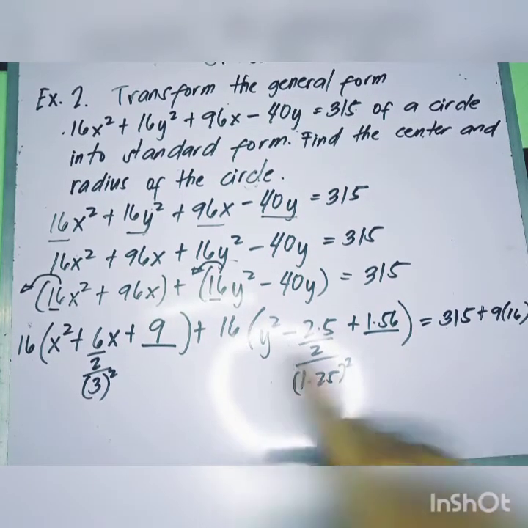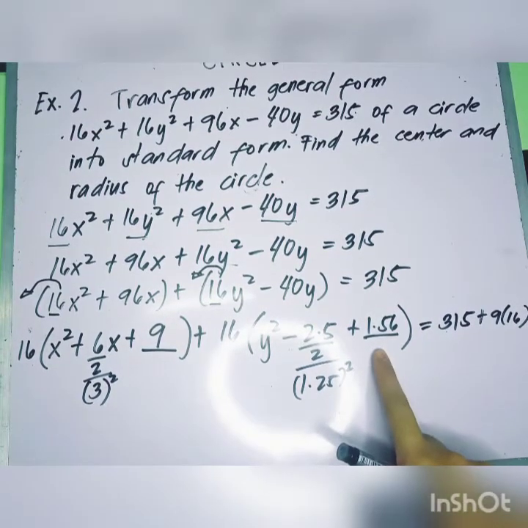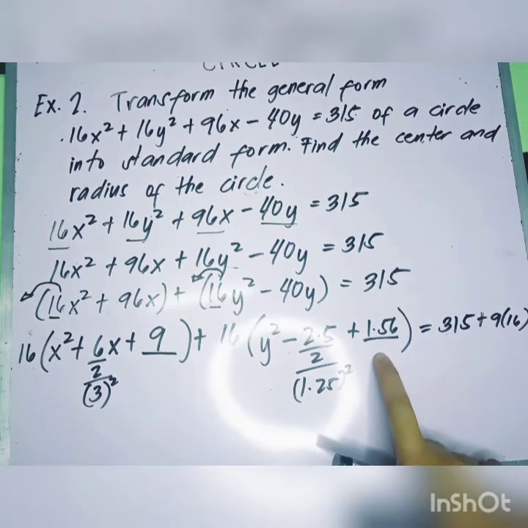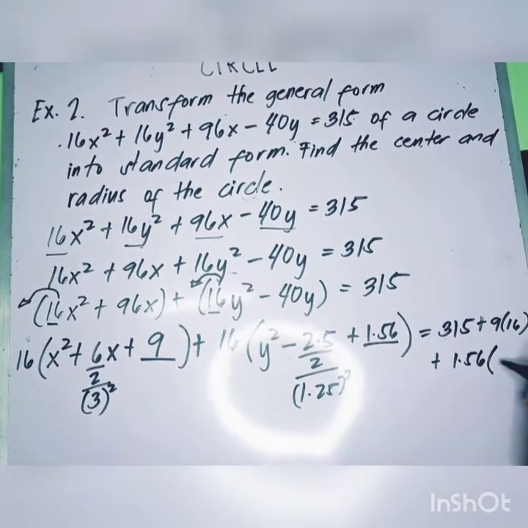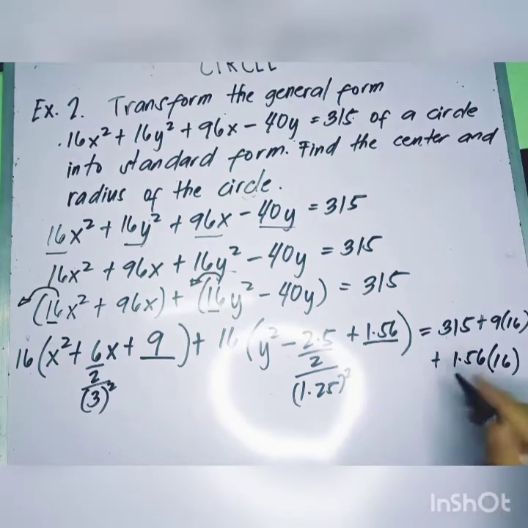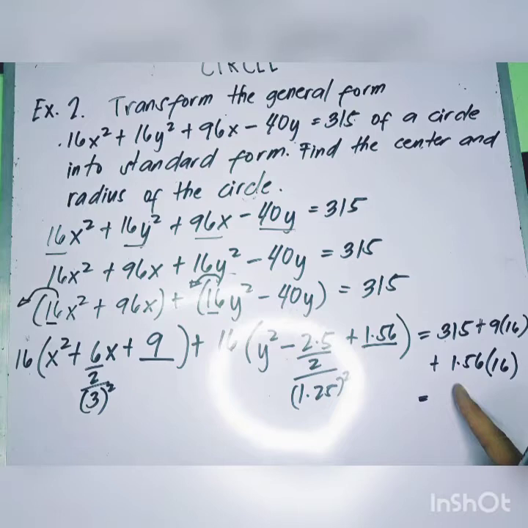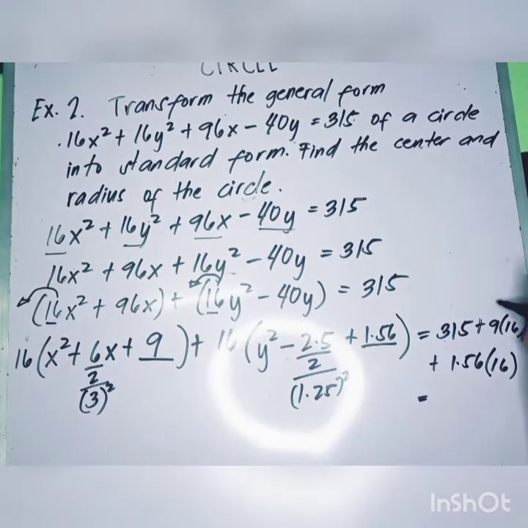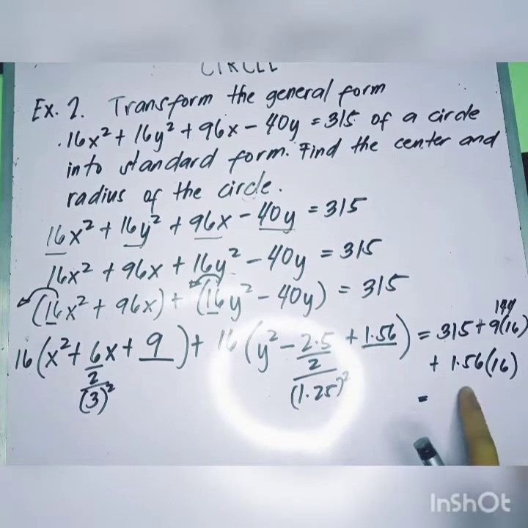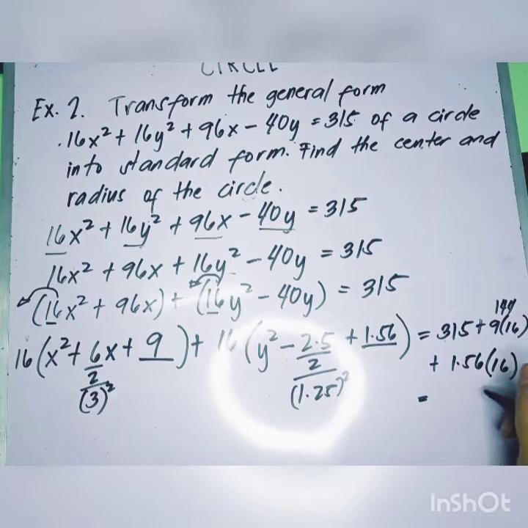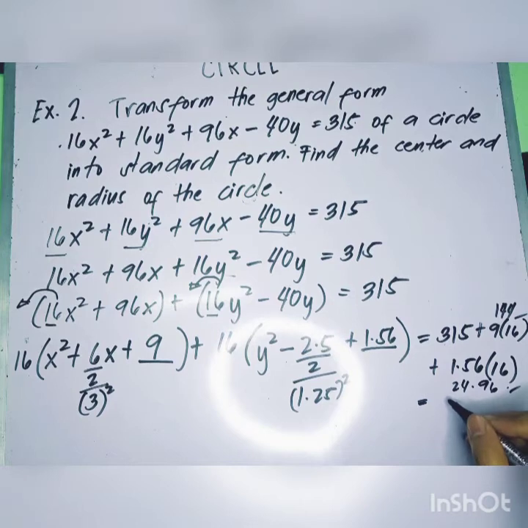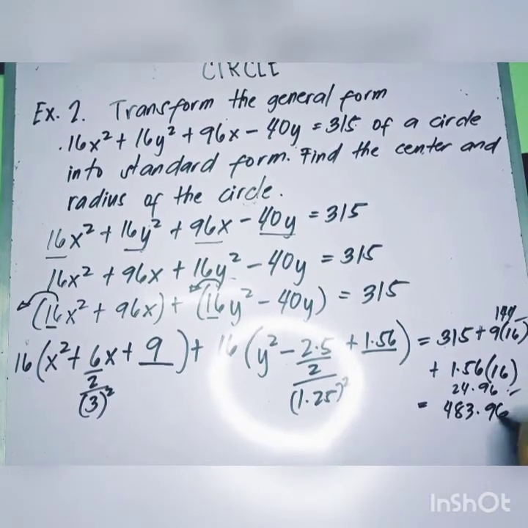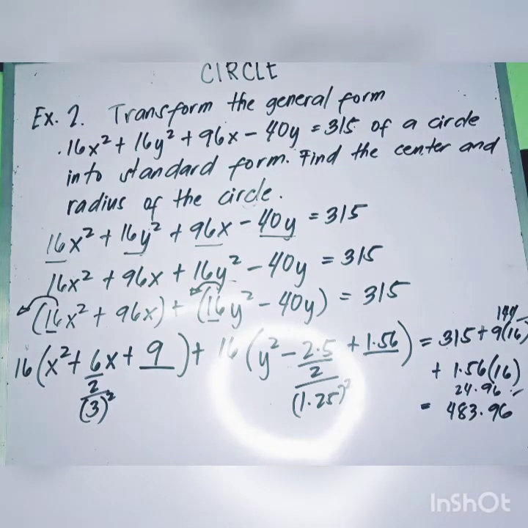Okay, after po niyan, ganun din po yung gagawin natin dito sa kabilang expression. Ilalagay natin dito sa right side yung dinagdag natin na third term and then yung coefficient value na nilabas natin. Okay, plus 1.56 multiplied to your coefficient value, we have 16. Okay, after that one, simplify this. So we have 315 plus 9 times 16, this one is 144. And this one, 1.56 times 16, we have 24.96. So 315 plus 144 and plus 24.96, total of 483.96.